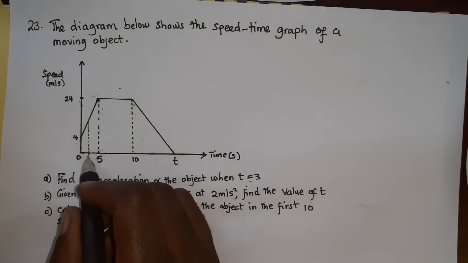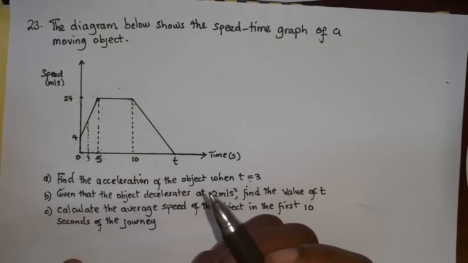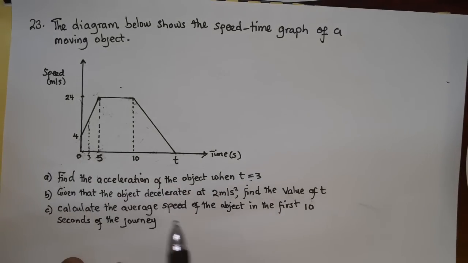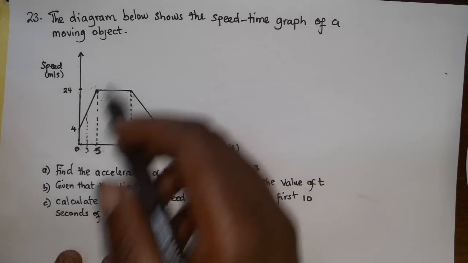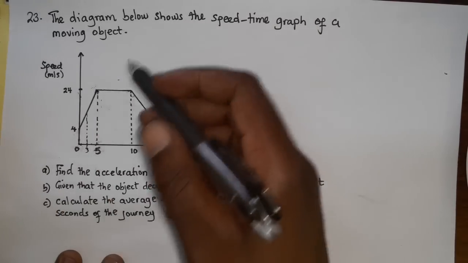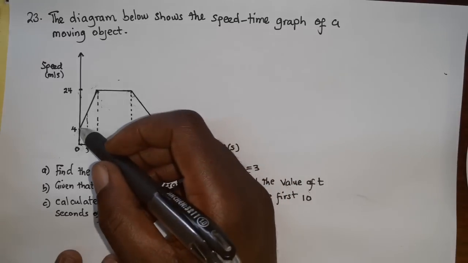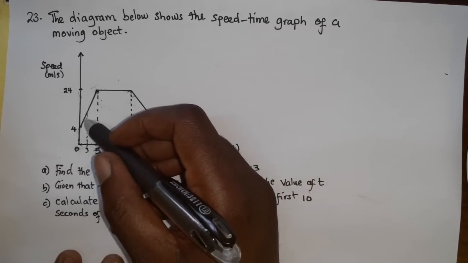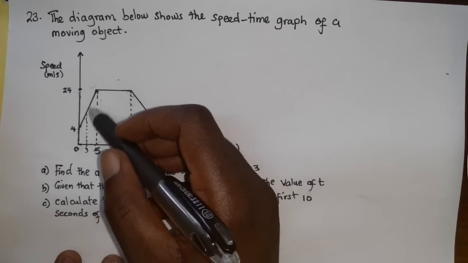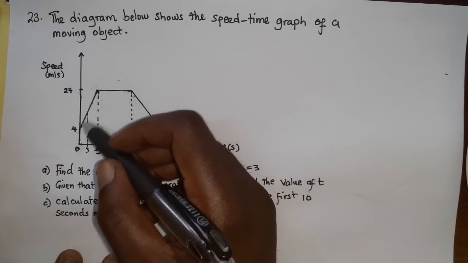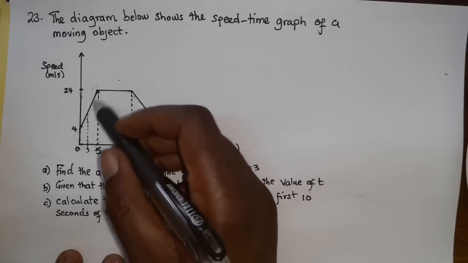Where t equals, that's what we're talking about. Now, acceleration is the same as the gradient. Acceleration is the same as the gradient here. So, all these points that are on this line, they have the same acceleration here.